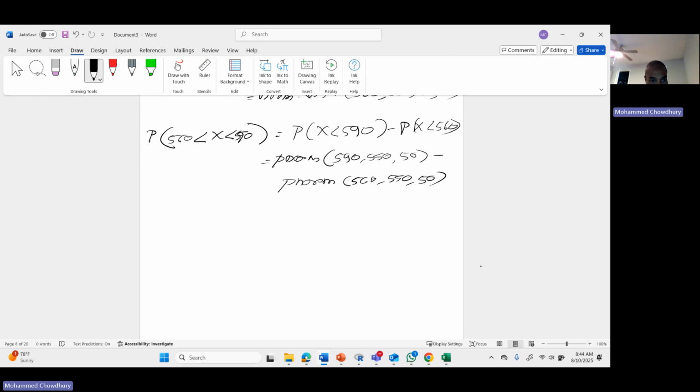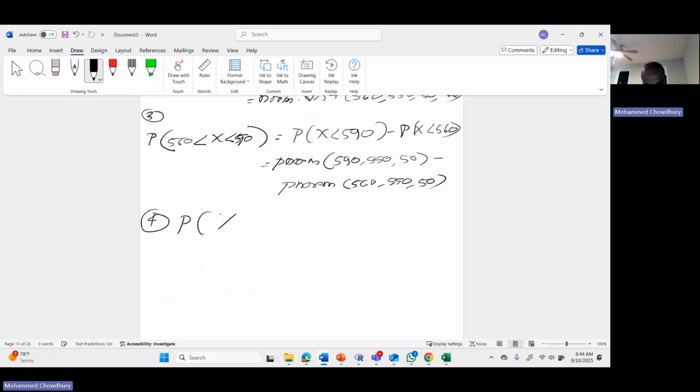So now this is the third problem. Now, the fourth problem: I want to find the ACT score X so that it is in the 92nd percentile. Okay, 92nd percentile. How can I do that?